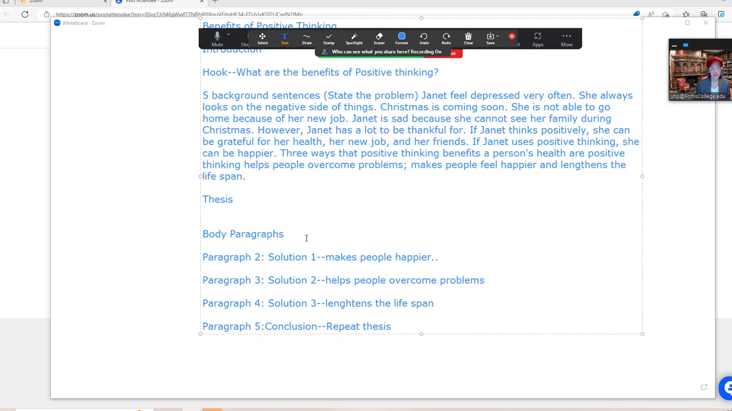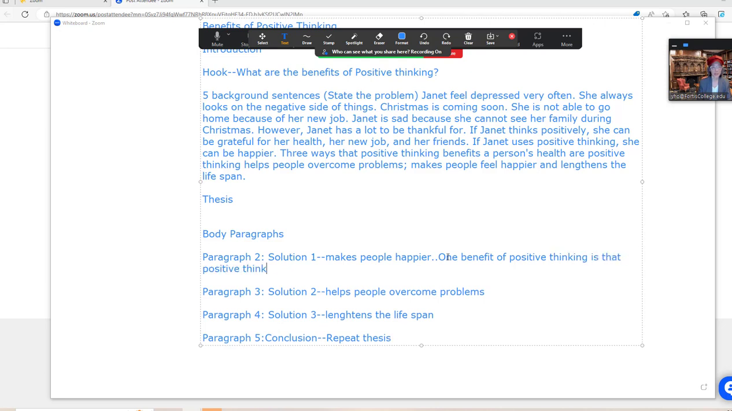Okay? So here you're going to have to write full sentences. I just did it very quickly so that you could quickly see the structure of the problem solution essay. Obviously, you're going to have to write a full sentence like, one benefit of positive thinking is that positive thinking makes people happier, for instance. So that would become your topic sentence.